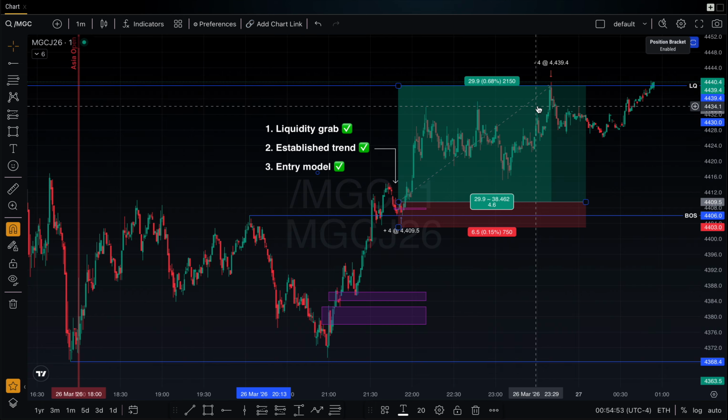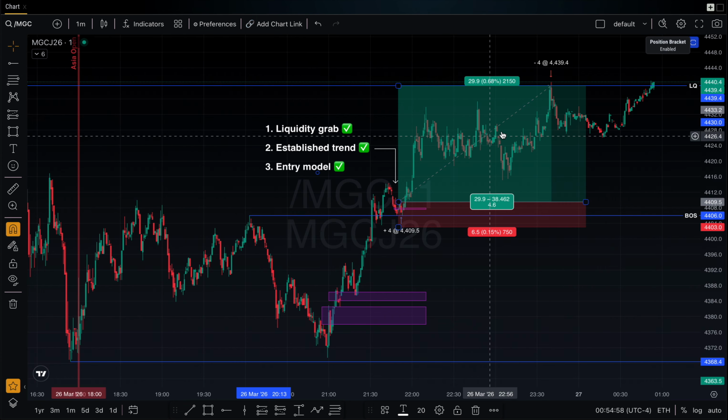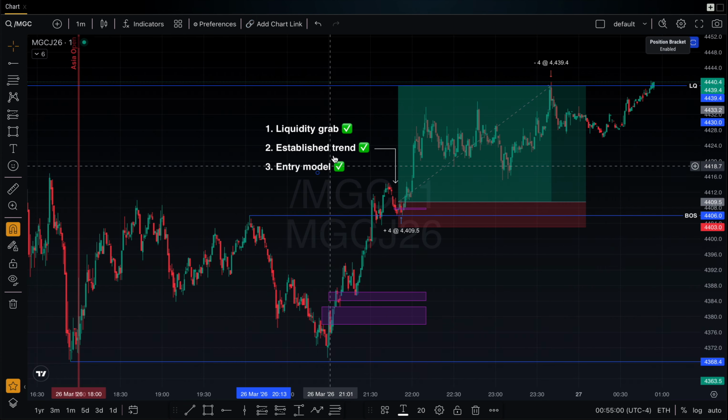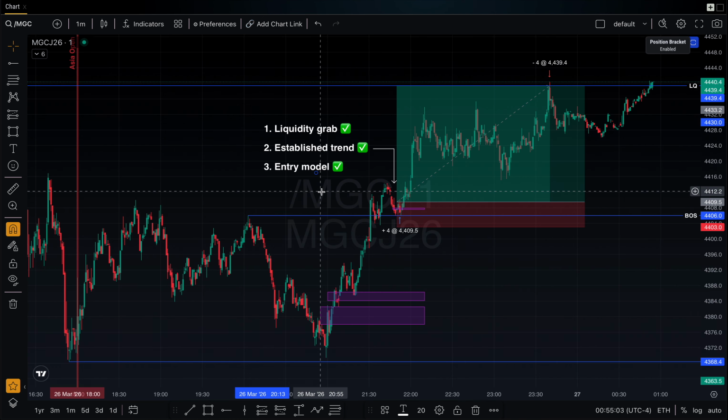Now this trade ended up being worth almost $1,200 just in one trade, simply following the same process that we do every day. So I hope that makes sense, guys.